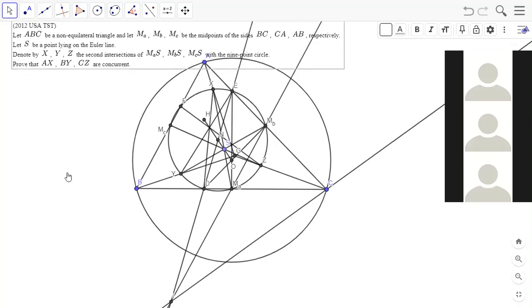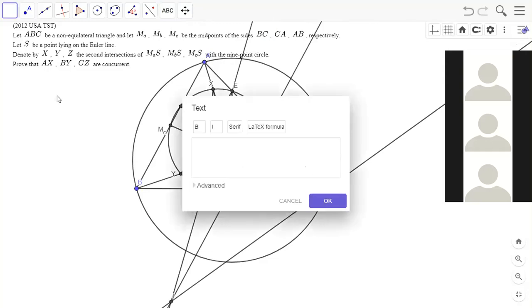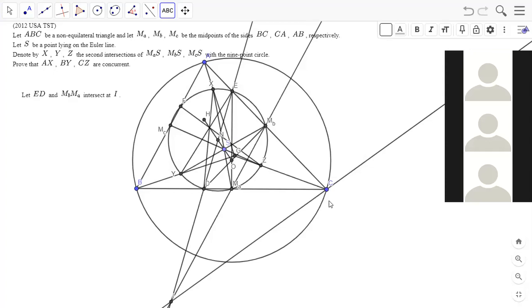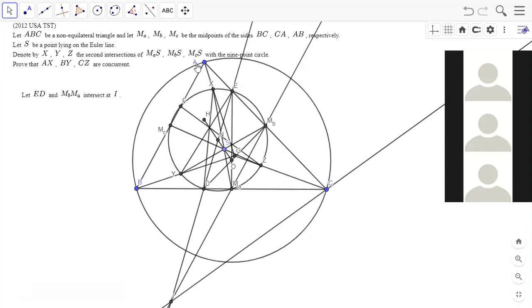Okay, so we could show that ED, MA, and MBD. So I could write that. I'm just going to write up a little bit so far. So let ED and MBMA intersect at I. Then from a previous video, did you say IC is perpendicular to AC? IC is perpendicular to the Euler line. Okay, from a previous video.